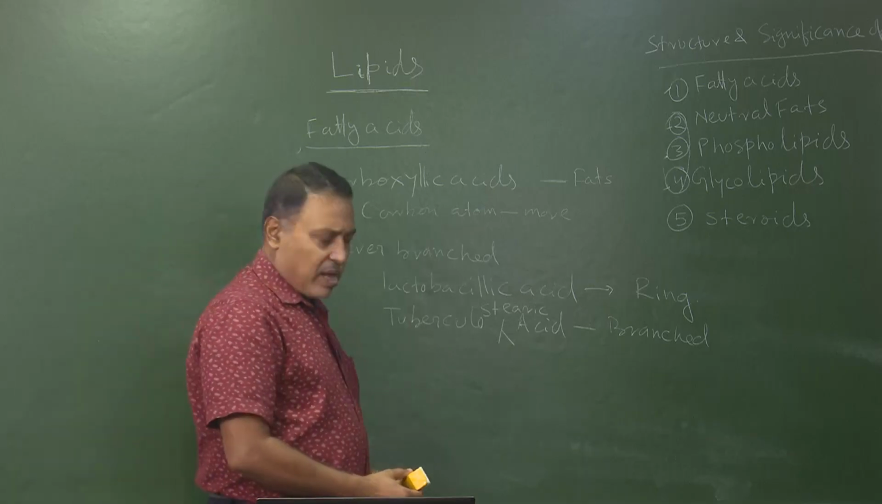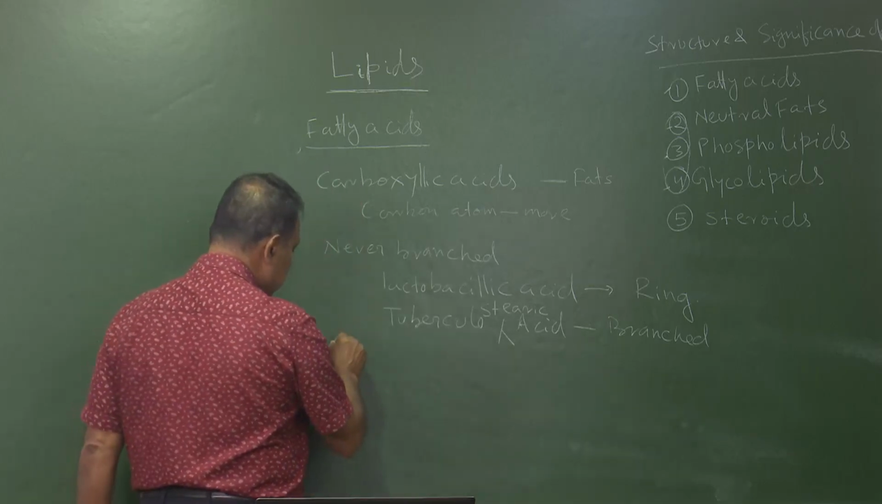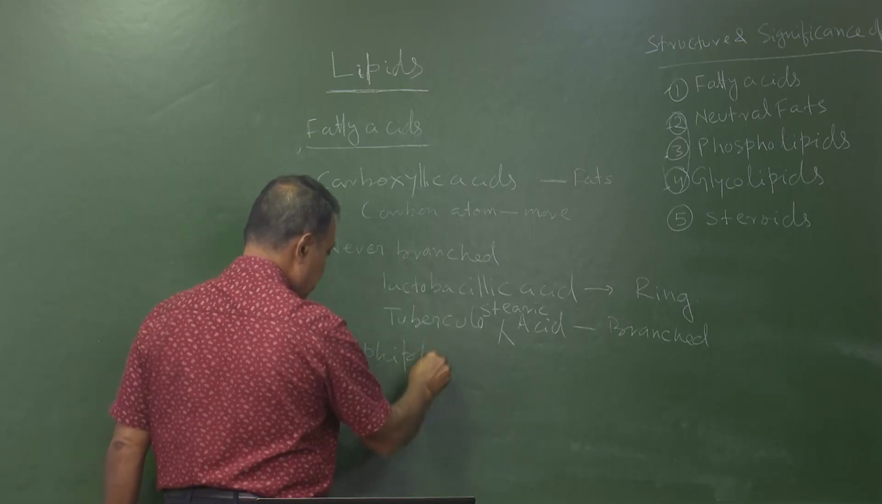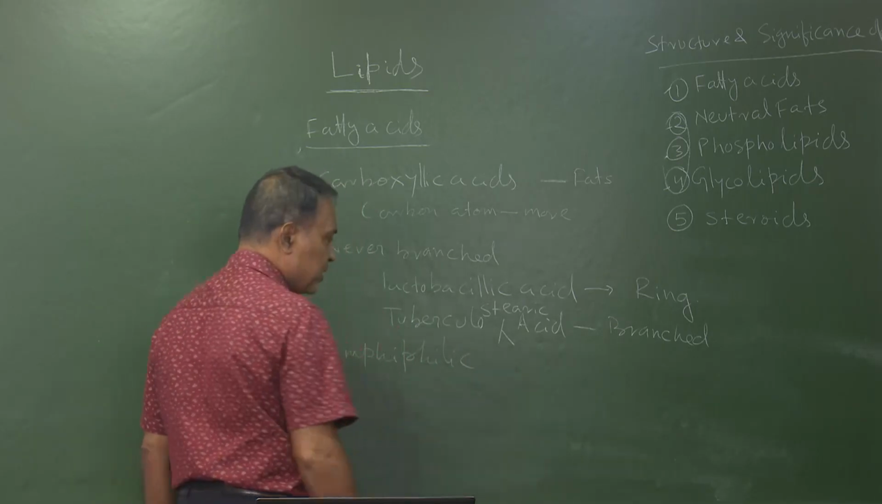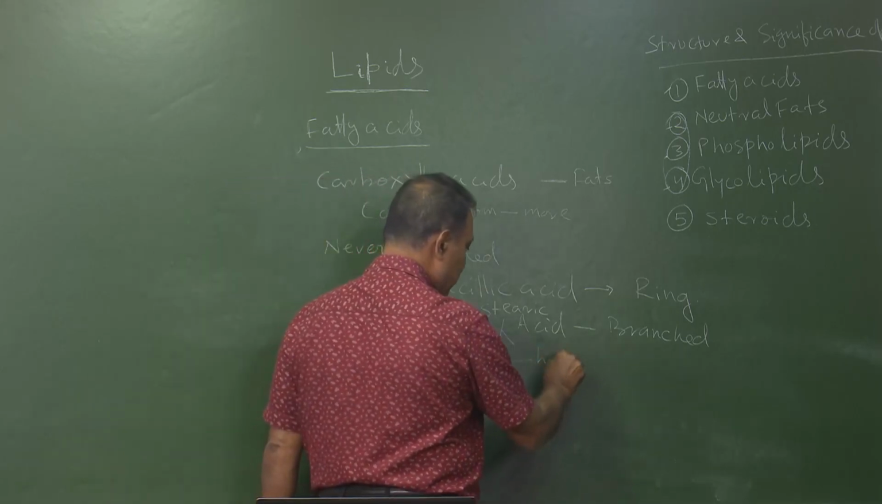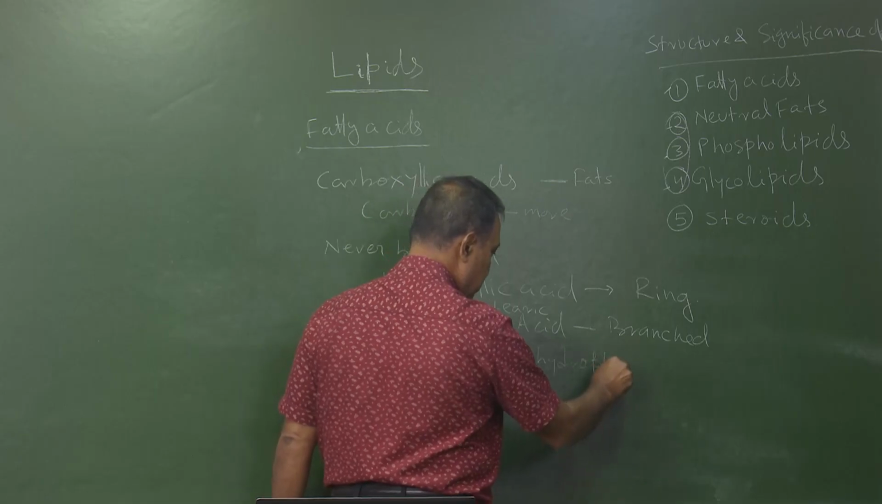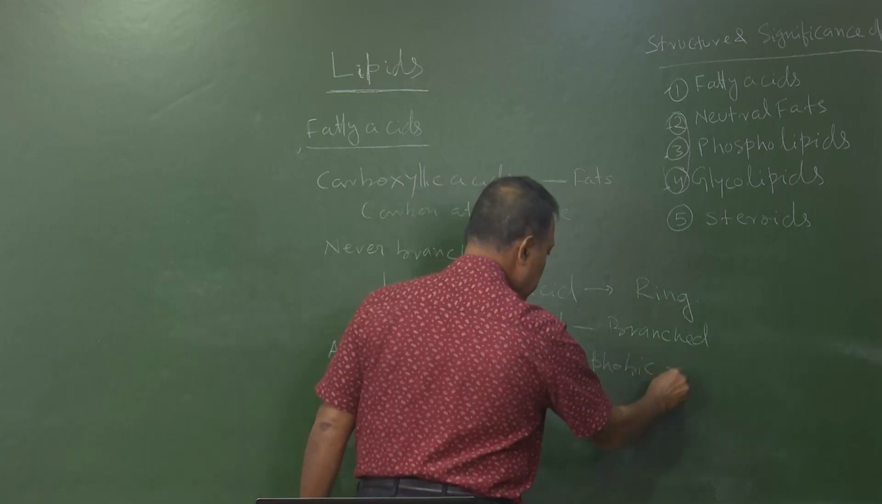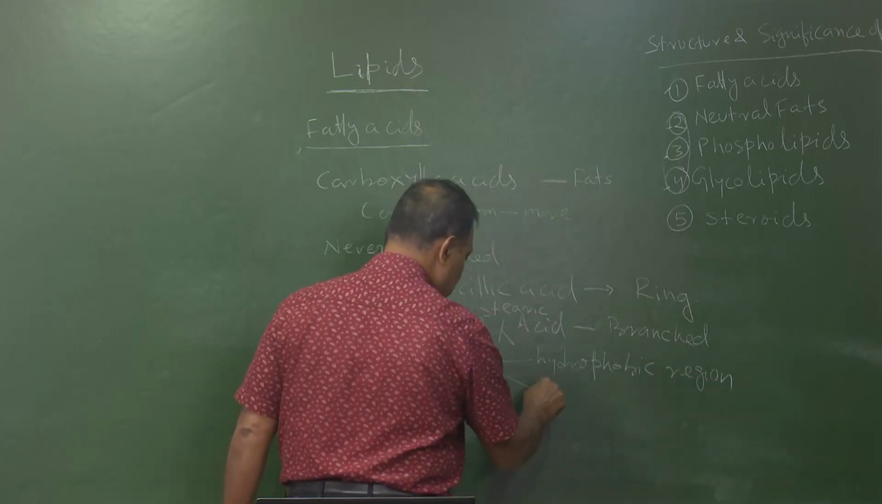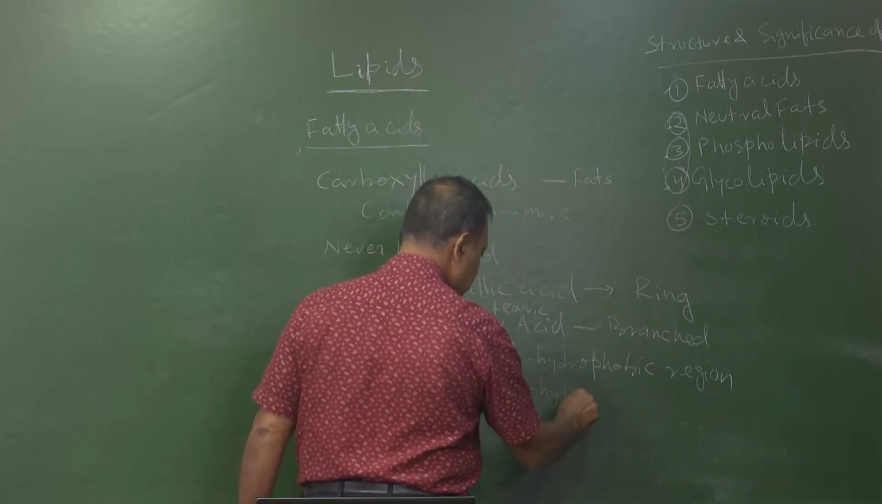Well, now all these fatty acids are amphiphilic. What is the meaning of this amphiphilic? It means we will have one hydrophobic region and there is one hydrophilic region.